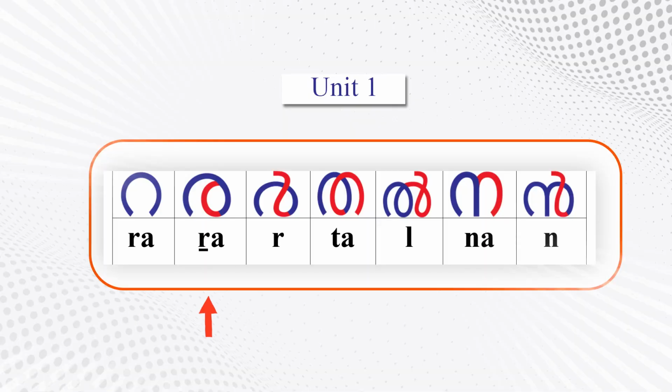We learned some letters in the last class. Identification and making some words from that group is possible. Today we are going to do that first. Recall the letters we learned earlier. The letters were Ra, Ra, Ir, Ta, Il, Na and In. Before making words, practice the letters once. It is possible to create 3 to 4 words from this group.